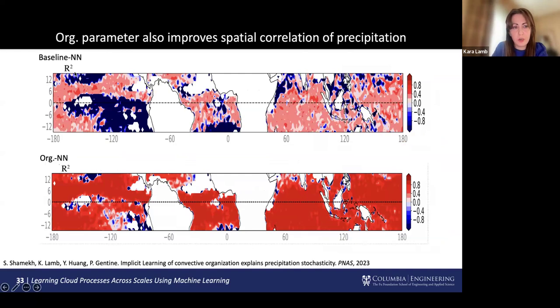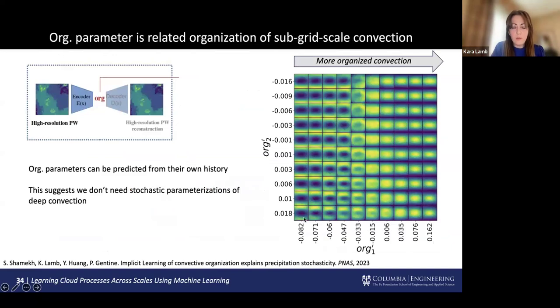So this is just showing the R-squared value for the baseline neural network. If it's more red, it's more highly correlated, versus the organization-informed neural network at the bottom. So we also spatially do a much better job, with a much improved prediction of precipitation across the tropics.